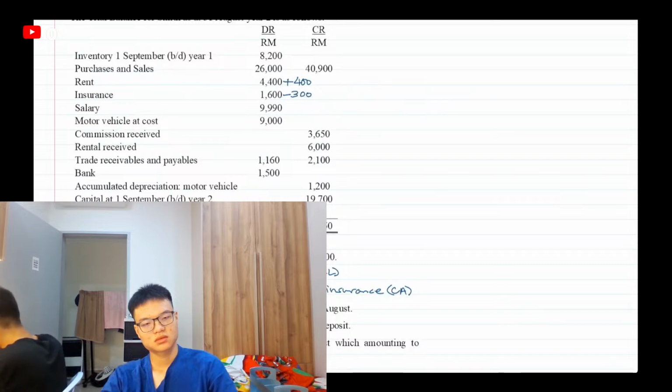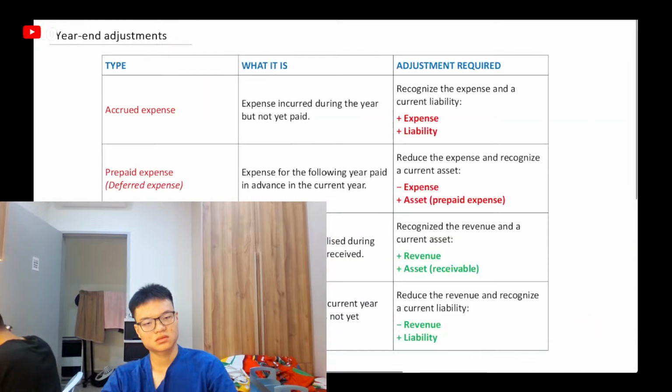Number 4, commission of 350 ringgit not yet received for the month of August. Now commission is a revenue, it's not yet received. So you have earned the commission, but people have not paid you yet. Even though you haven't received the money, it is still revenue. You must still record the revenue. So this is what we call accrued revenue. Revenue earned during the year but not yet received. We still have to record it.